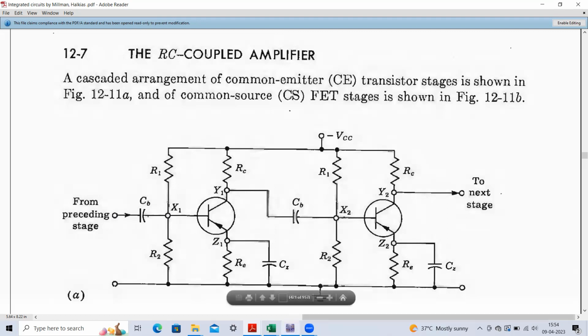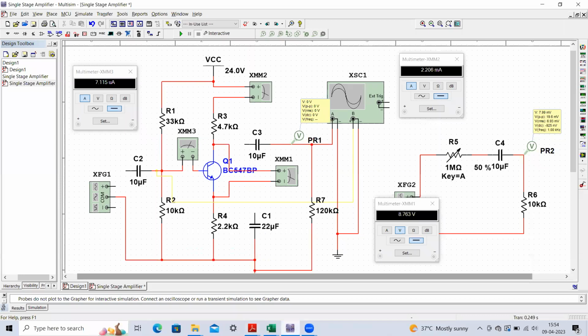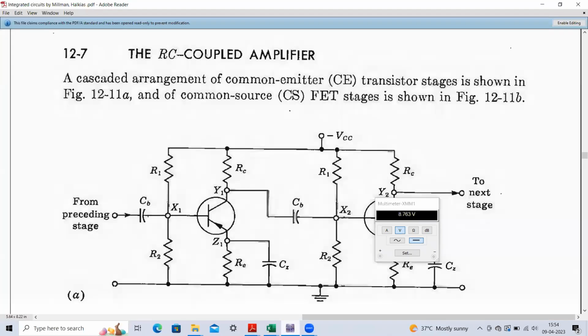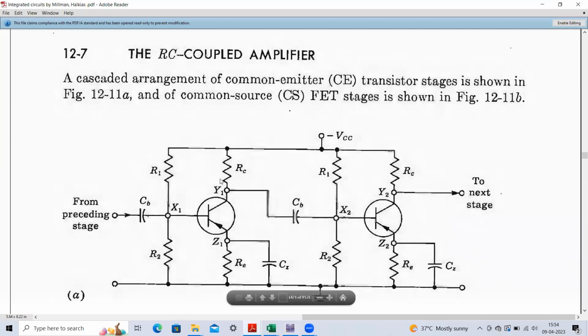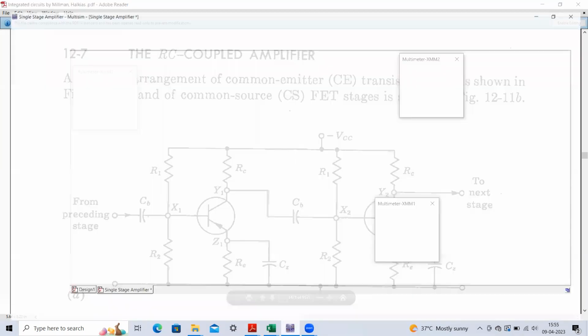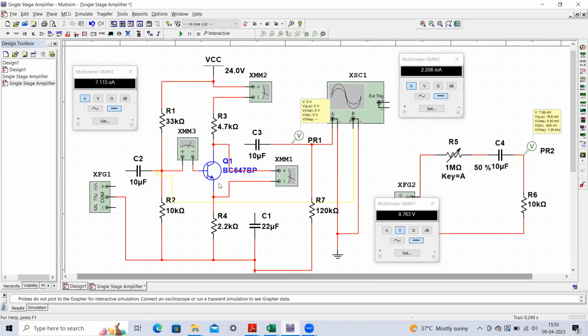Here you can see I have already implemented the circuit. Whatever you have seen in the diagram, the same circuit I have implemented. The difference is that I have taken the NPN transistor instead of the PNP transistor. Here I have taken the NPN transistor BC547BP, and here are the different resistors. R1 is 33 kilo ohms, R2 is 10 kilo ohms, R3 is 4.7 kilo ohms, and R4 is 2.2 kilo ohms.